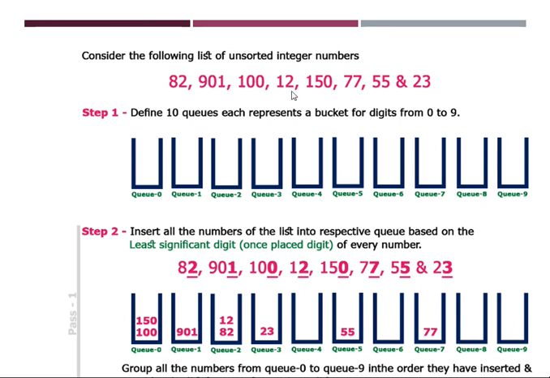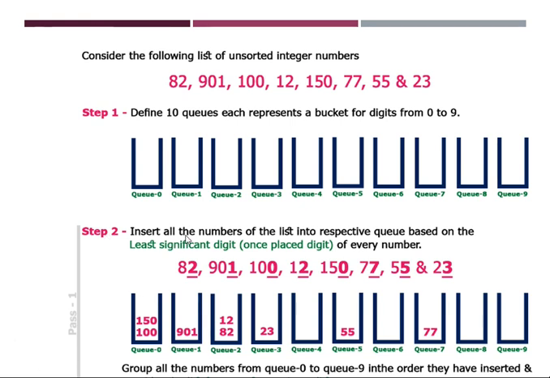Now we need to find the largest number in the given series. The largest number is 901. Then we need to find out how many digits are present in 901. We found that 3 digits are there. So this algorithm will take 3 passes to form a sorted sequence of elements.